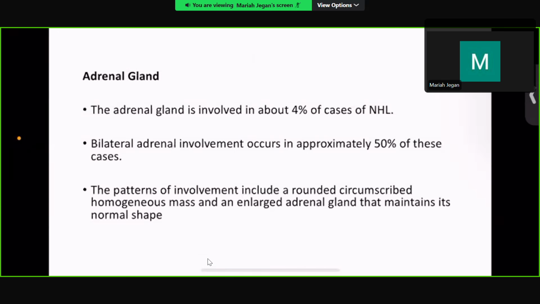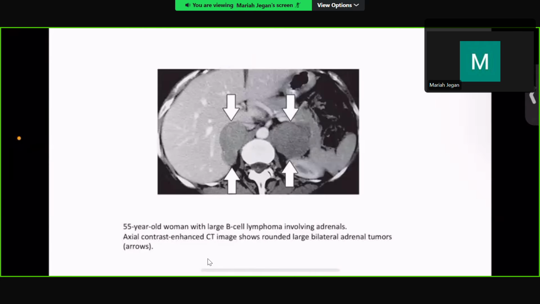uptake. Adrenal gland. The adrenal gland is involved in about 4% of the cases. Bilateral adrenal involvement occurs in approximately 50% of these cases. The patterns of involvement include round, circumscribed, homogeneous mass, and enlarged adrenal gland that maintains its shape. In this CECT, we see rounded, large bilateral adrenal tumors.